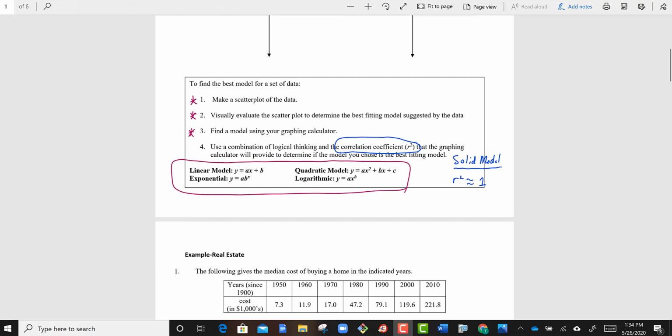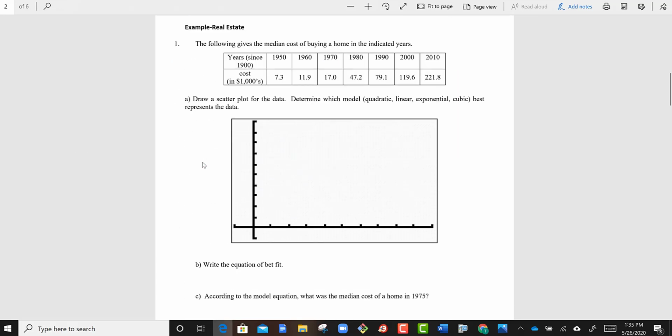So after you do the visual step where you determine your model, you want to look at your correlation coefficient that the calculator provides. And if it's not approximately 1, it's obviously not going to be exactly 1. If it's in the ballpark, that means the model you chose is probably a strong one. So let's look at one example here dealing with real estate. They give us data for the years since 1950 and the corresponding cost of homes, the median cost of a home in thousands of dollars.